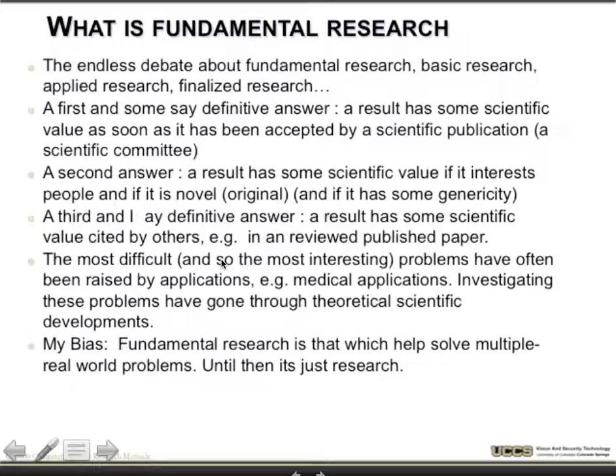I can sort of live with that, but the third answer, and the one I consider definitive, is that a result has scientific value if it's cited by others, for example in a reviewed published paper, in a patent, or if it's actually used in a product. It has scientific value only when it's cited by others for its science, saying that it's good. This becomes important because sometimes citations can be negative, saying that the work is bad, in which case maybe it doesn't have lots of scientific value.